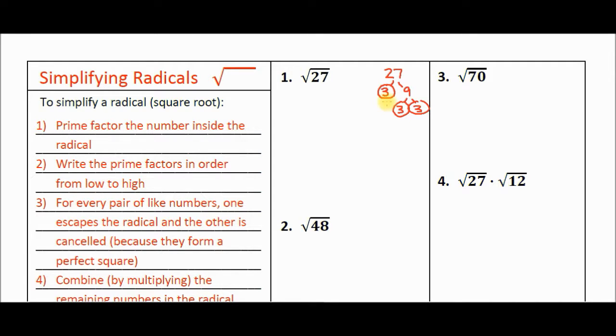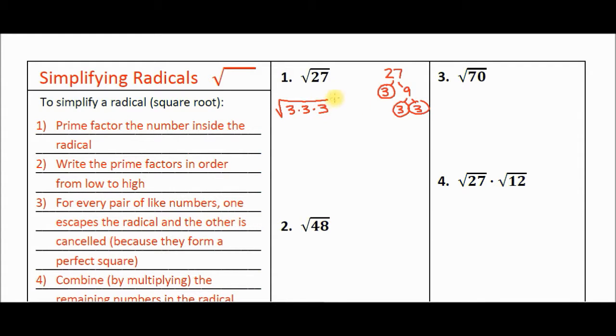Step number 2, write the prime factors in order from low to high. So now I'm going to rewrite my radical. It looks like we have all 3 numbers the same, so I'm going to write them as 3 times 3 times 3.